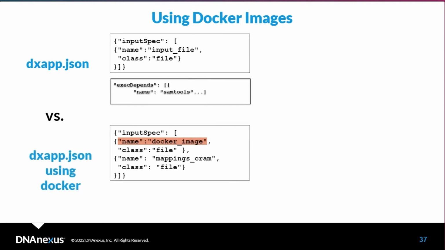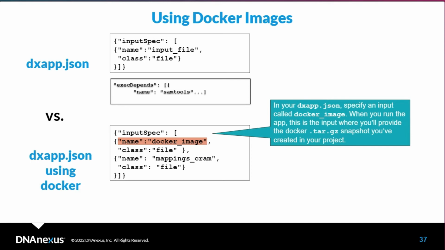And now we can consider dxapp.json using Docker. In this case, we would need to add one more input to the input spec section. The name would be Docker image. So we are adding one more input, and here we can specify the input. This might be our tar.gz snapshot we've uploaded to a parent project or created in our project.